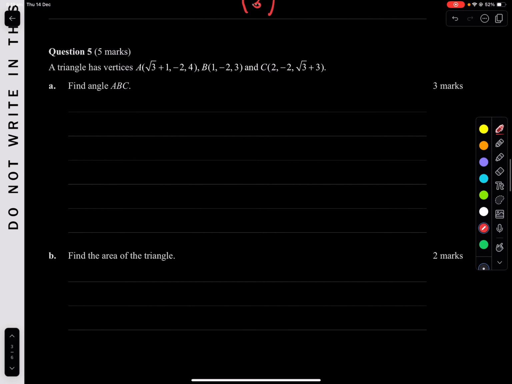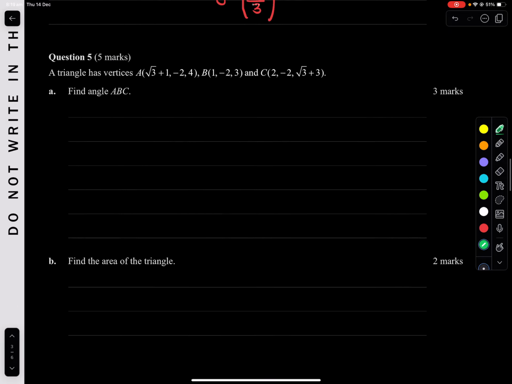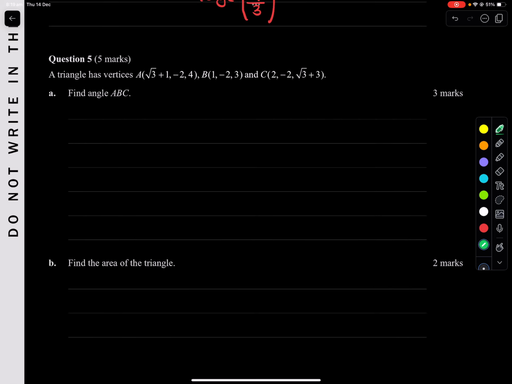Nice. Next question, let's have a look at this. A triangle has vertices A, B, and C. Find the angle ABC. Let's just draw a nice diagram here. So we have a triangle, and let's call this A, this is B, and C, and we want to find the angle ABC, so it means this angle over here. That's going to be your theta. So to find the angle, B is our middle, so we need to find these two vectors.